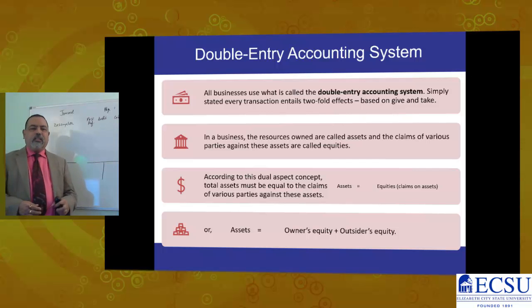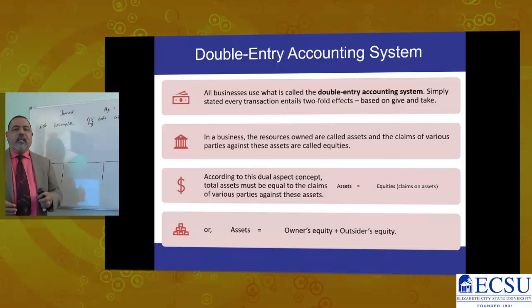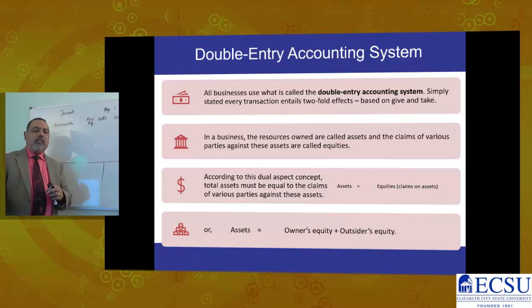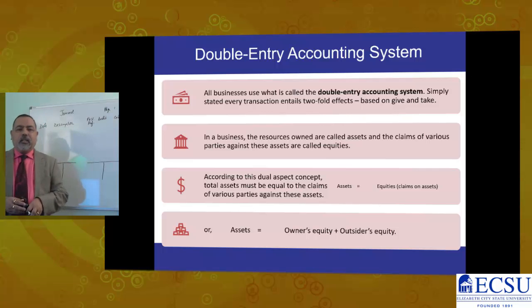In a typical business, the resources owned are called assets, and the claims of various parties against these assets are called equities. Now, that equity could be a claim against the assets by outside parties, that is, people who have given you the money, or it could be by the owner. So that is what you have to understand about that concept. Now, according to this duality concept, the double entry system of accounting, total assets must always be equal to the claims to those assets. So therefore, our accounting equation is based on that philosophy.